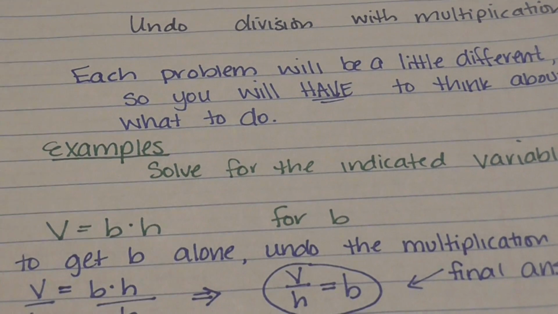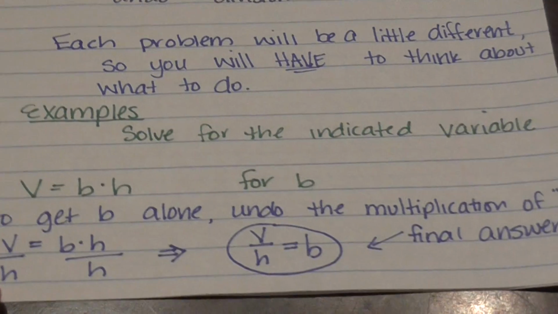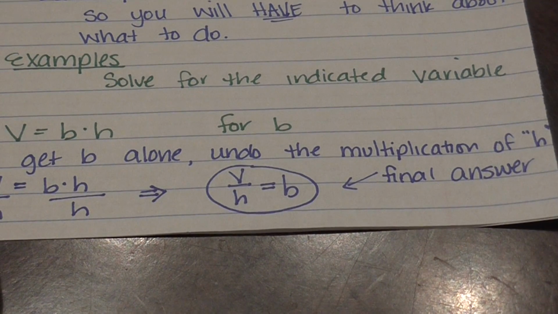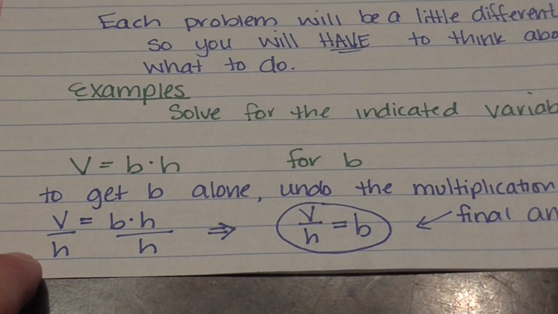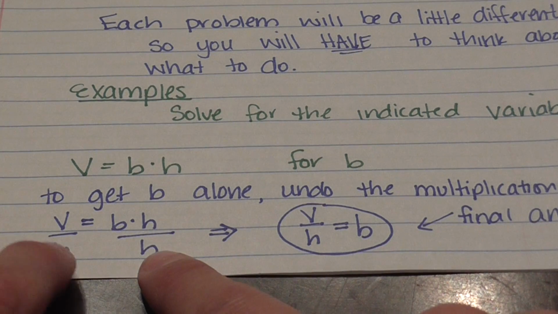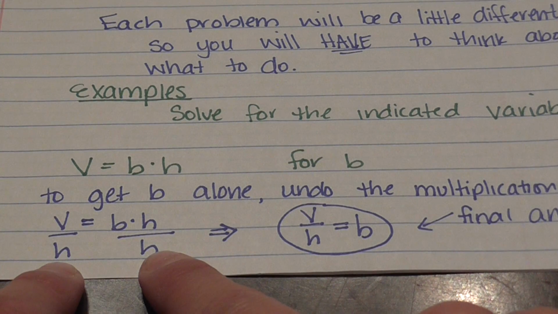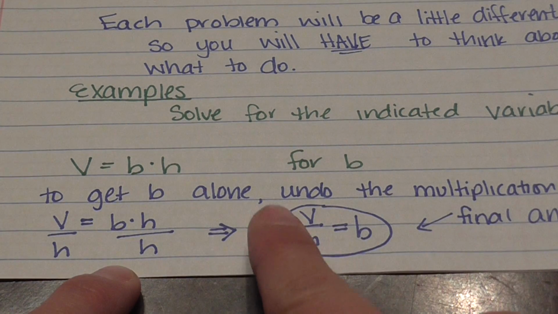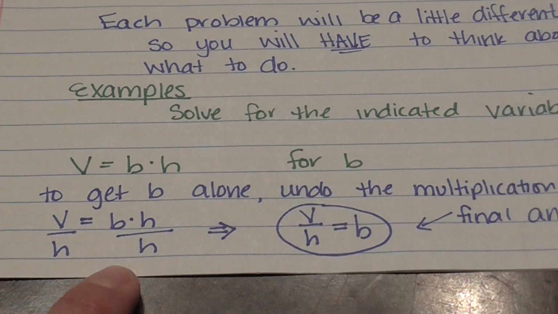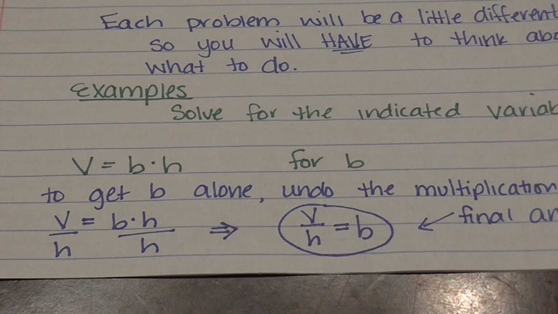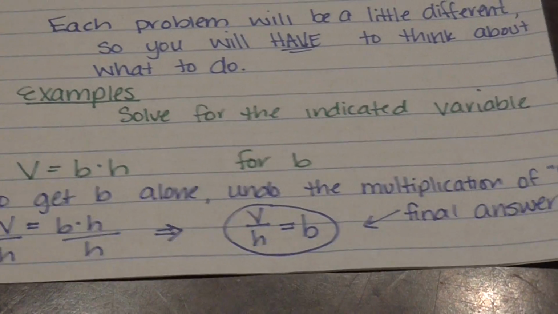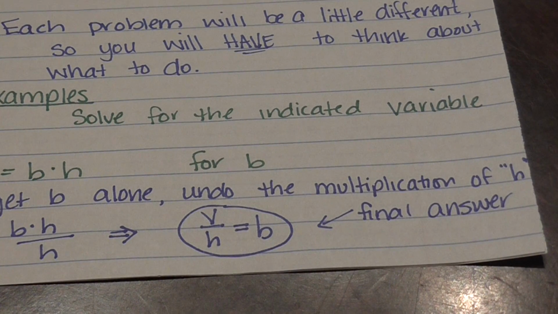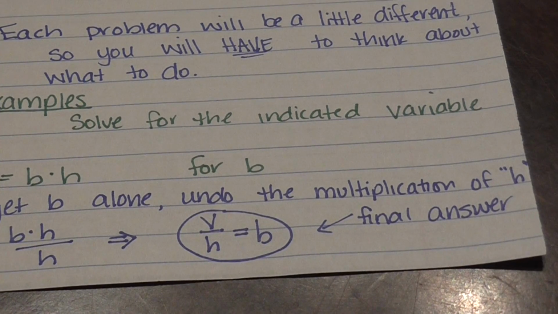So to get B alone, we need to undo the multiplication of that letter H. Alright, so to undo multiplication of H, I divide both sides by H. So at this point, those H's are going to cancel out, and I'm going to be left with V over H equals B. I can't actually divide H into V, so I just have to leave it as a fraction. And that would be the final answer when I am trying to get B by itself. Alright, so another example.